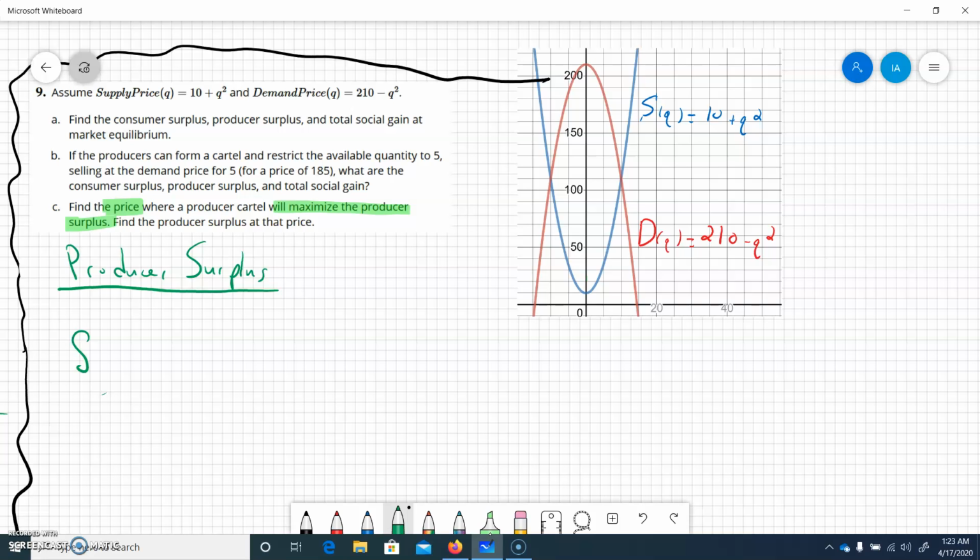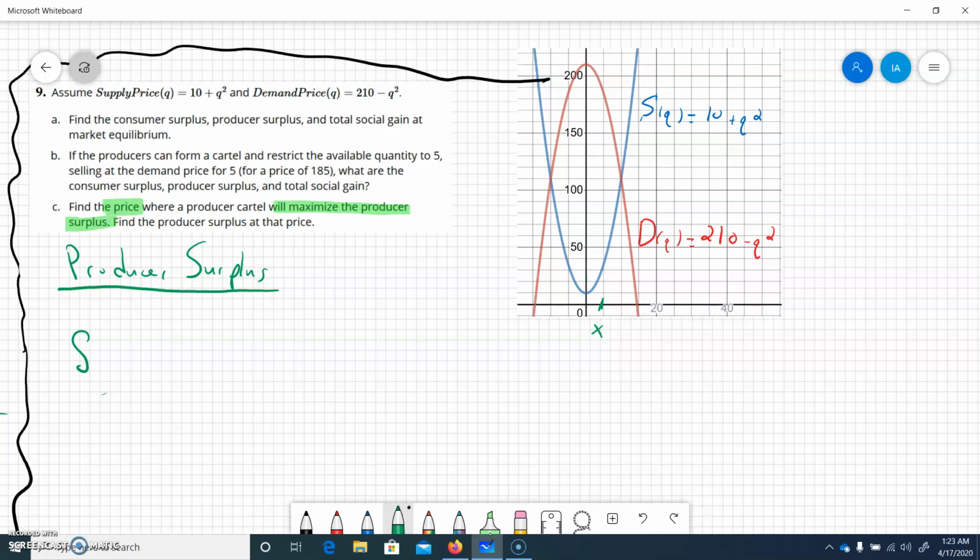So at this point, we're not necessarily looking for the equilibrium point. We're not looking for the maximum social gain. And we're not given an actual value. We're just told to maximize the producer surplus. So let's just pick a random value. And let's make that value, in this case, X. We need a new name.